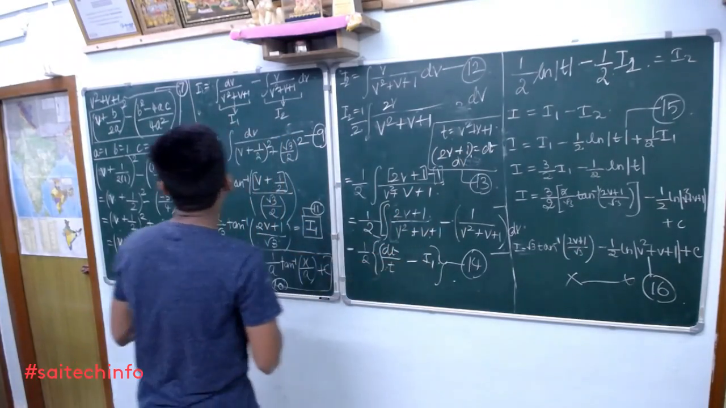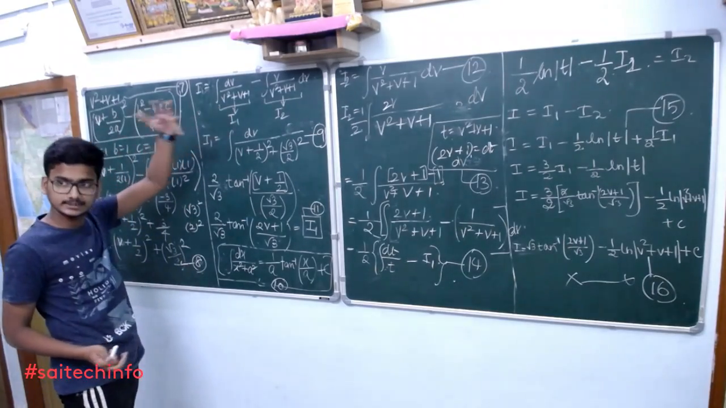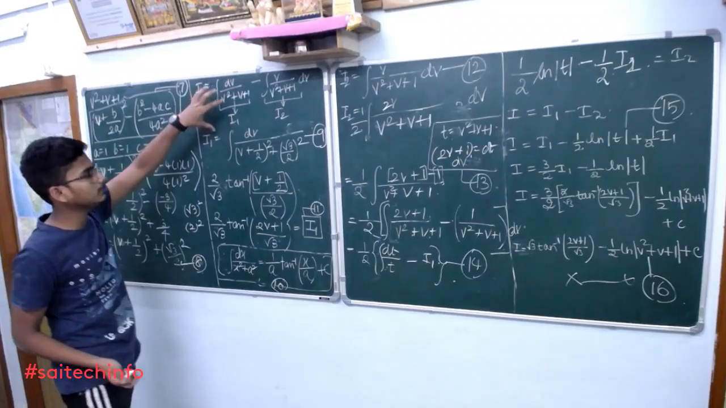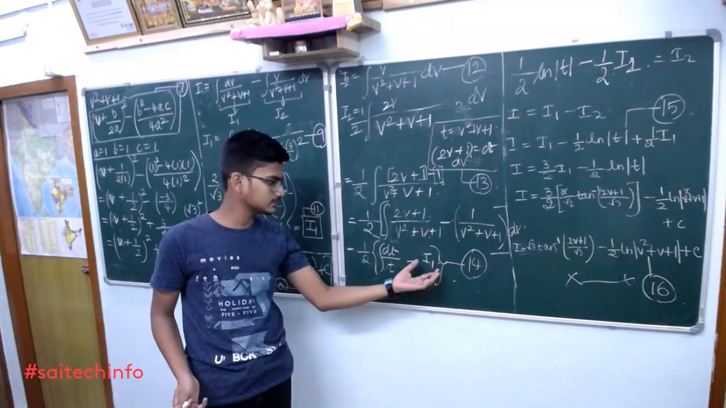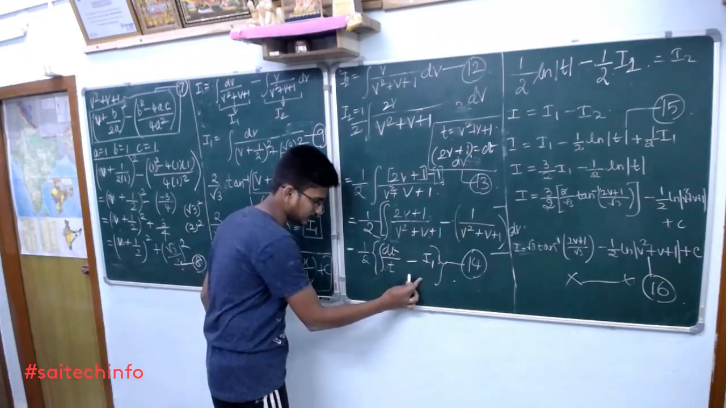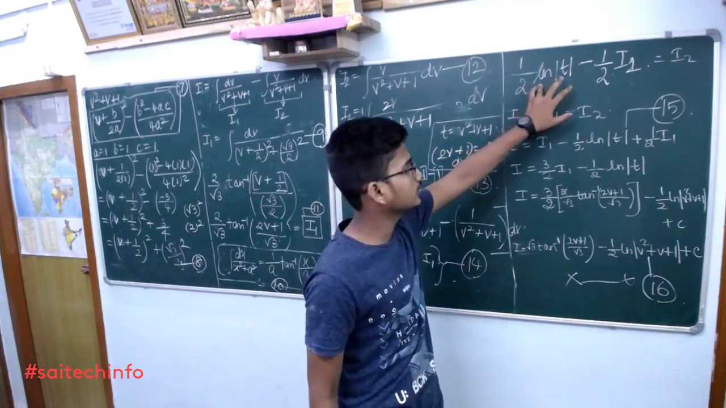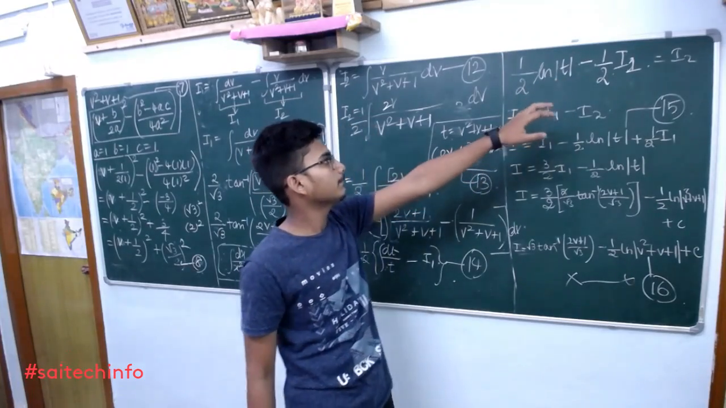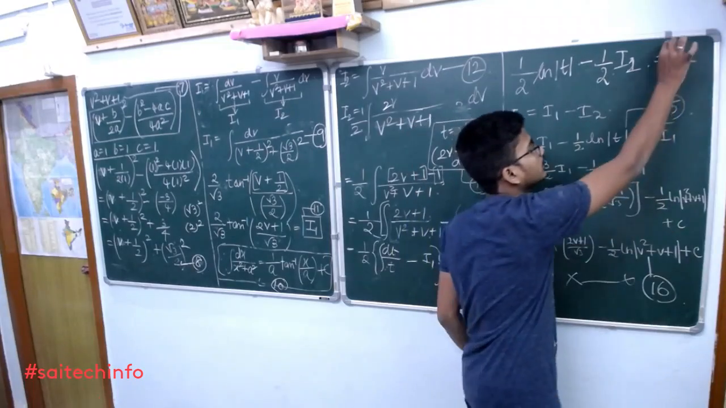So this is equal to I1. How is it? We have considered the integral of dv by v square plus v plus 1 initially as I1. So bringing back I1 in I2, that becomes minus I1. So bringing the half inside and integrating dt by t, that becomes half into natural log of modulus of t minus half I1, that is equal to I2.